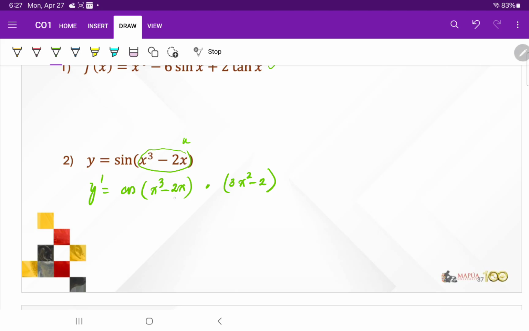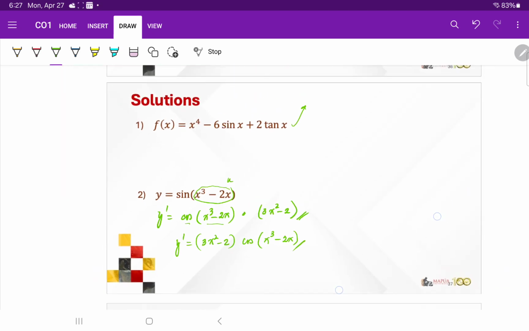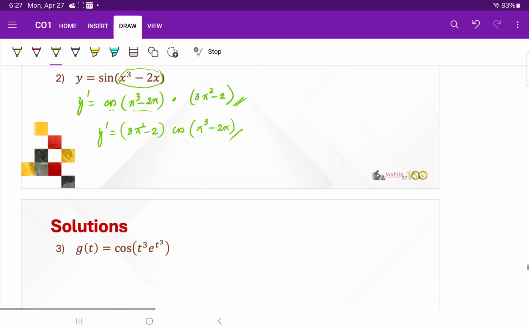Now, can we multiply this too? No, we can't, because this means cosine of this one. So when you simplify, you could write this as 3, this could actually be the final answer already. Or you could write it as 3x squared minus 2 times cosine of x cubed minus 2x. Alright? Questions on this one?